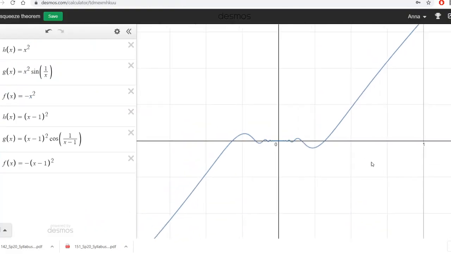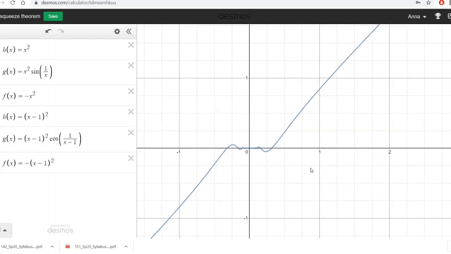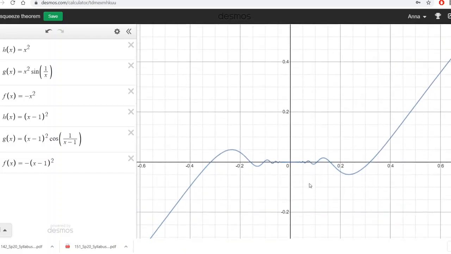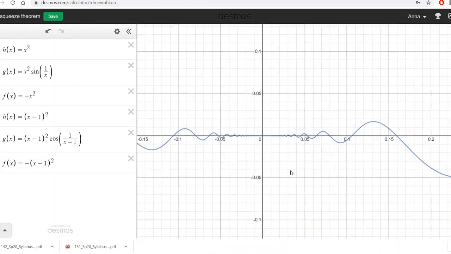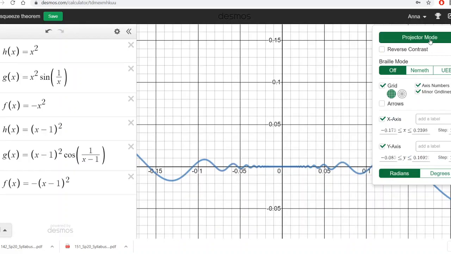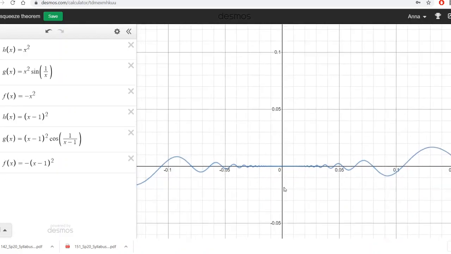So this is what the graph of x squared times sine of 1 over x looks like. Notice that it gets really squiggly in the middle. Basically, as you get closer and closer to 0, it gets more and more squiggly. And let's see, I'm not sure, that probably just makes it harder to see.